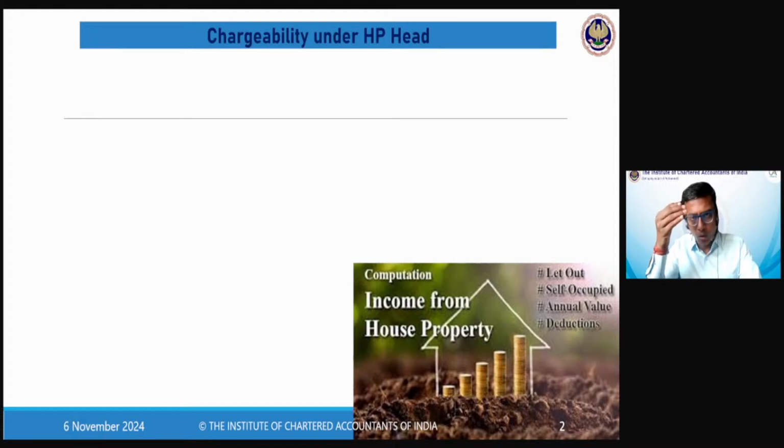You first take all the components of salary. You get the gross salary. From that, you deduct the deductions under section 16, which are standard deduction, deduction for profession tax, and deduction for entertainment allowance for government employees only. So after deducting that, you get your income from salary. In a similar fashion, every head has its own format.